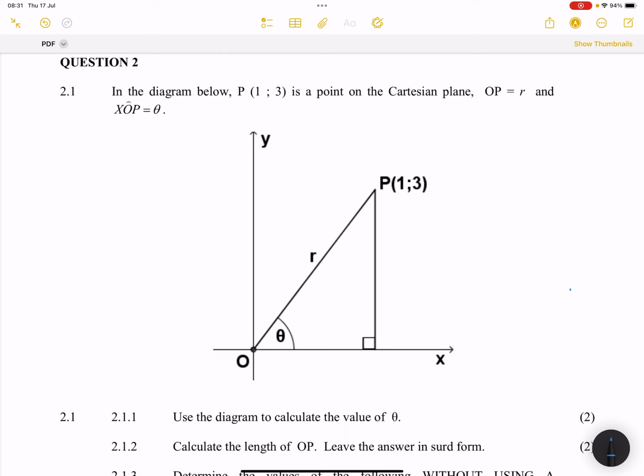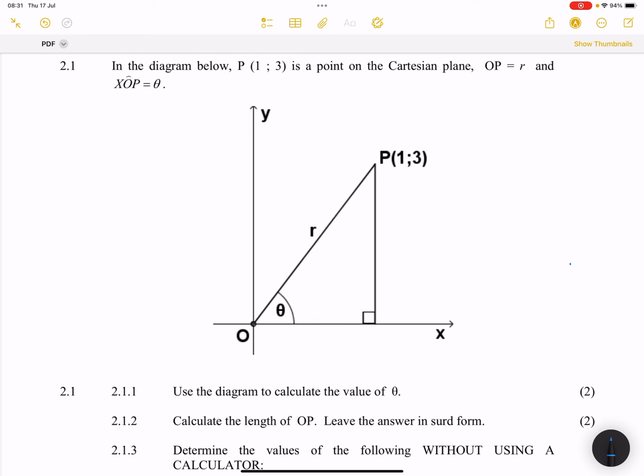Right, and let's get right into the question. They say to us in the diagram below, we've got P, which is (1; 3), a point on the Cartesian plane. OP is equal to r, and XOP is equal to theta. So we've got that triangle there that they give us information for. They say use the diagram to calculate the value of theta.